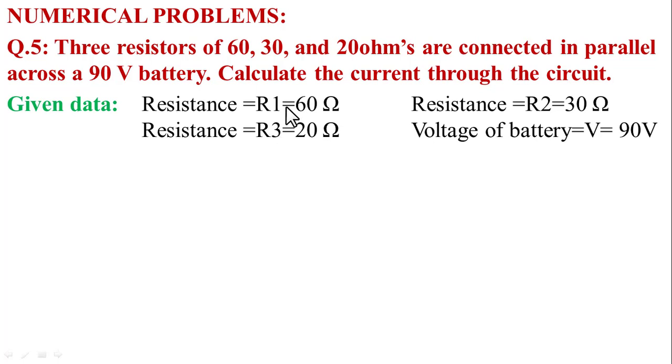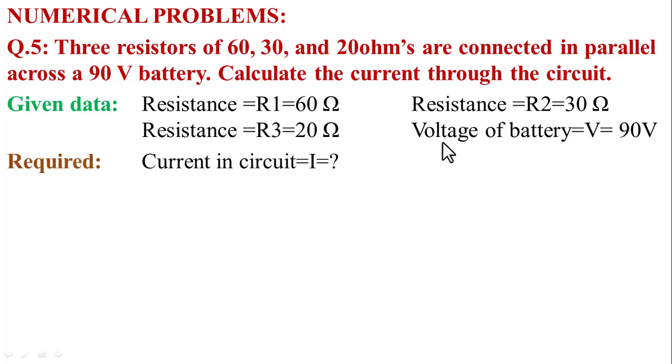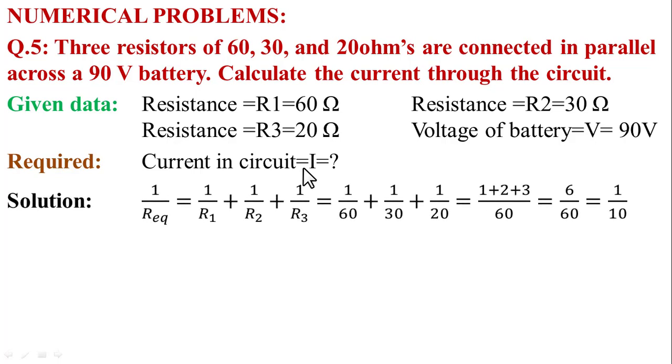Resistance R1 is equal to 60 ohm, resistance R2 is equal to 30 ohm, and resistance R3 is equal to 20 ohm. Now, the voltage of the battery V is equal to 90 volt. So we can find the current in the circuit I. First of all, for the solution, write the formula for equivalent resistance.